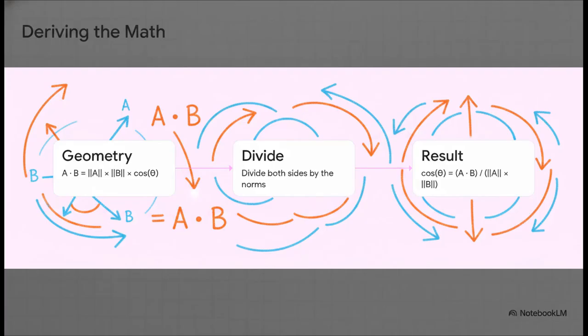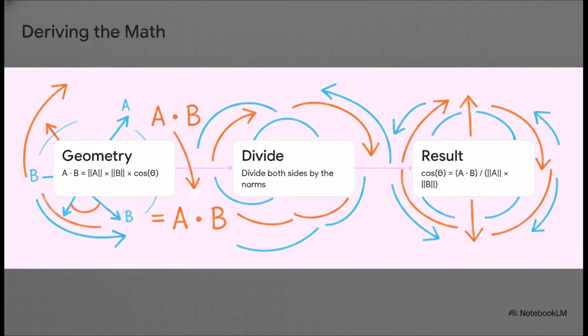Let's walk through the derivations step by step. We start with a classic geometry formula you might remember. The dot product of A and B equals the product of their magnitudes multiplied by the cosine of the angle between them. But remember, we don't want that raw dot product because magnitude is still polluting it. So what do we do? We divide both sides by the product of the magnitudes. By doing that, we perfectly isolate the cosine of the angle.